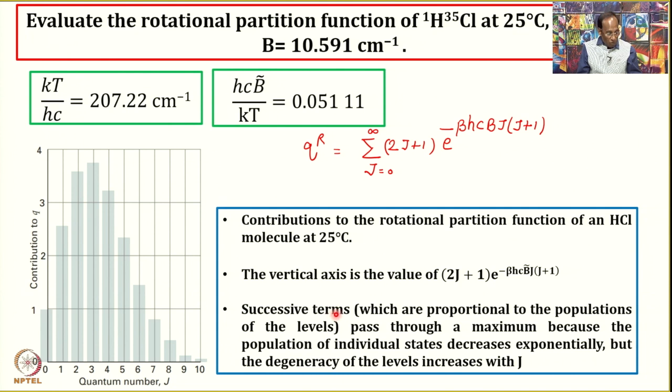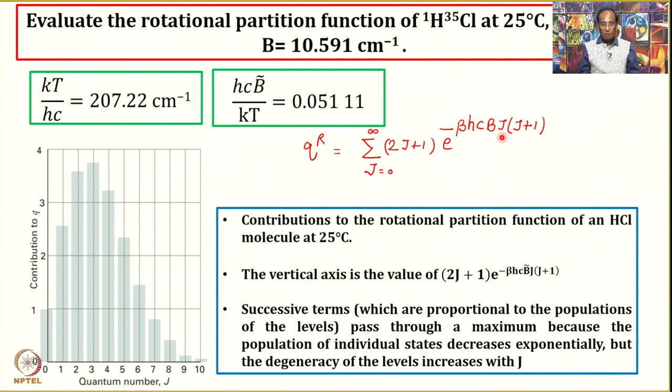Successive terms, which are proportional to the populations of the levels, pass through a maximum because the population of individual states decreases exponentially, but the degeneracy of the levels increases with j. Once again, when j is equal to 0, this value is 1. As j increases, you see the value increases, passes through a maxima and then decreases. The reason for this is that you have two terms, one which corresponds to the degeneracy of the system and the other which includes the exponential term but with a negative sign. One increases, the other decreases. The compromise of both is that it passes through a maxima.